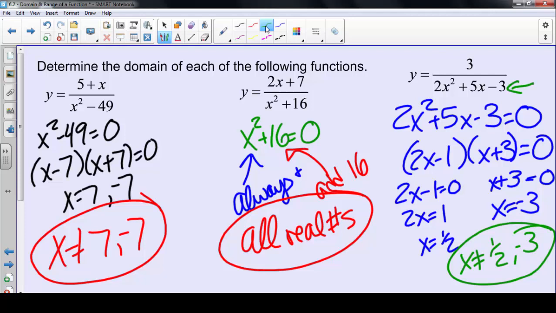One thing I do want to point out: when you're writing the domain of an equation, make sure you put not equals to, because that makes a big difference from x is equal to that number.